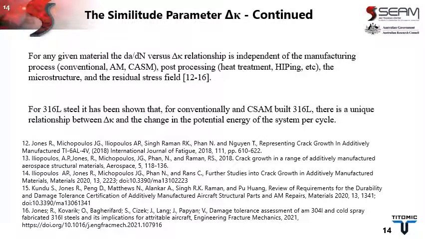We now know that for any given material, the da/dN versus delta kappa relationship is independent of the manufacturing process, post-processing, microstructure, and the residual stress field. For 316L, it's been shown that for conventionally and CSAM, that's cold spray additive manufactured, built 316L, there's a unique relationship between delta kappa and the change in the potential energy of the system.